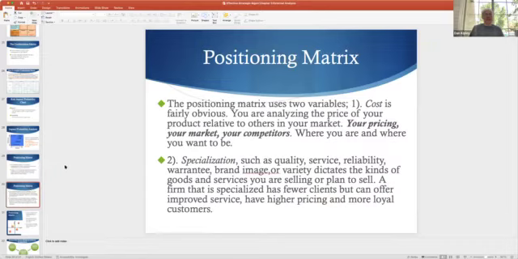Let's take a look at how this one works. Here are some ideas of other specializations: quality, service, reliability, warranty, brand image, or variety. Those could be other examples of specialization.